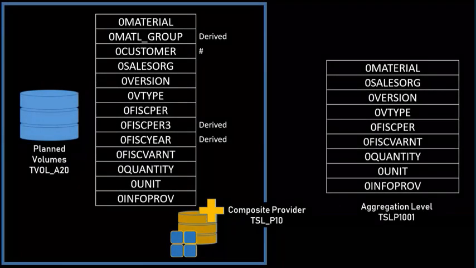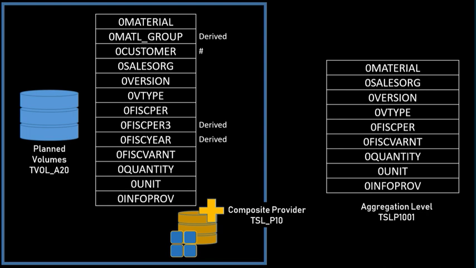The aggregation level is a subset of the characteristics of our InfoProvider, which is either an ADSO or a composite that we want to plan on. We will adhere to the following principles. We will create the aggregation level on the composite provider. This will give us the greatest flexibility possible.